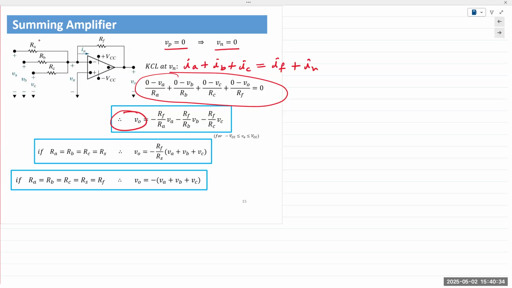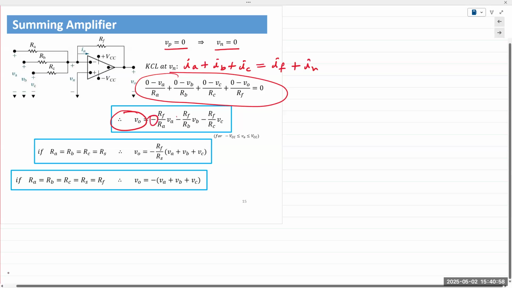Each one of those is an inverting input if it was by itself. When you connect and join them all together to the inverting terminal, it forms a summing amplifier. They're all added up, they're all summed up. But because it is an inverting amplifier, all the inputs appear with a minus sign at the output. Hence, minus VA, minus VB, and minus VC.